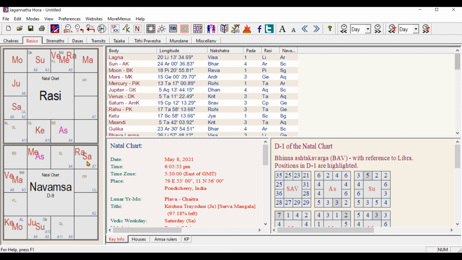D9 shows your partnership. D9 shows the quality of the person. What kind of quality? Which planets dominate? These are the things to see from the Navamsha.